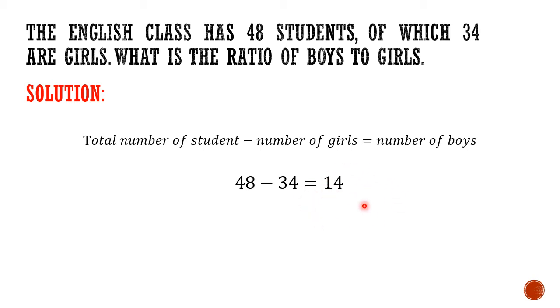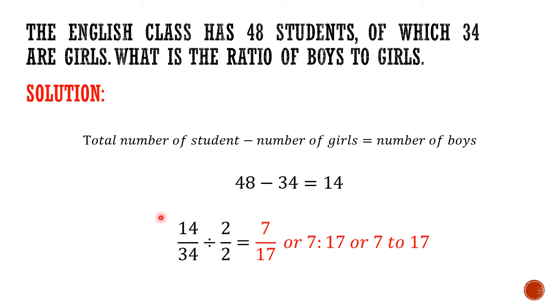So yung 14, ito yung number ng boys na kung saan gagamitin natin para makuha natin yung ratio ng boys to girls. So for the ratio of boys to girls, we have 14 all over 34. So it is divisible by 2. So we have 7 over 17 or 7 colon 17 or 7 to 17. Ito, ngayon yung ating sagot.